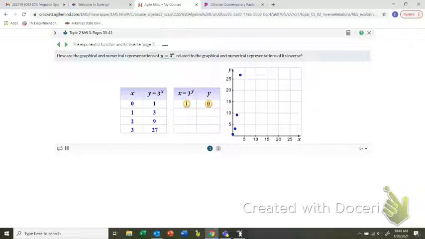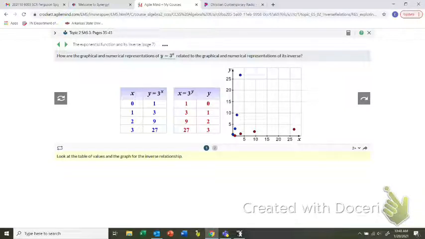It swaps, and it swaps, and it swaps. Now, notice the blue is the original. Those points are already plotted on your scatter plot. And the red is the inverse. So you need to fill out the red by just swapping the values. Now, go ahead and plot those red points also on the graph. So we have 0, 1, 3, 1, 9, 2, and 27, 3. And you'll notice that it is the opposite of the blue dots.